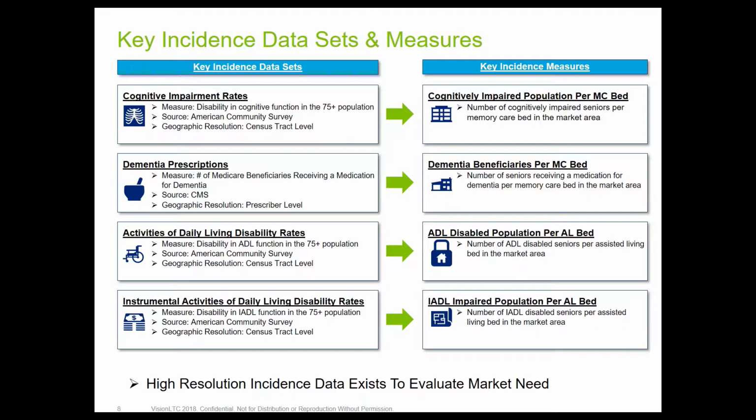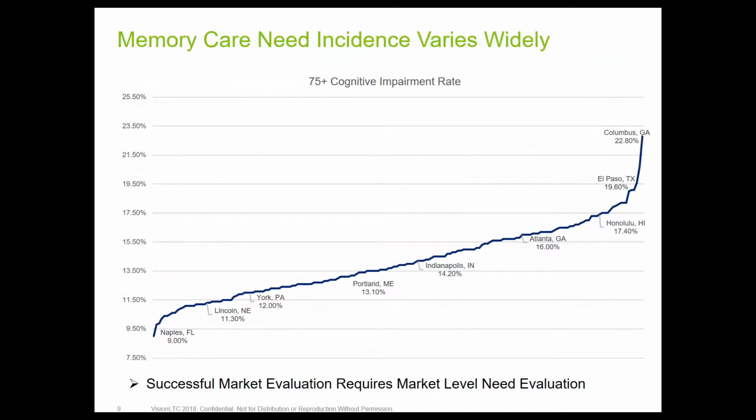So as we've dug into these data sets, what we found is that incidence really varies widely across the country. If we start off looking at the 75 plus cognitive impairment rate at the metro level, you can see the distribution. You can see that only 9% of seniors over the age of 75 in Naples, Florida have a cognitive impairment, while that number jumps to 19.6% in El Paso, Texas, and 22.8% in Columbus, Georgia.